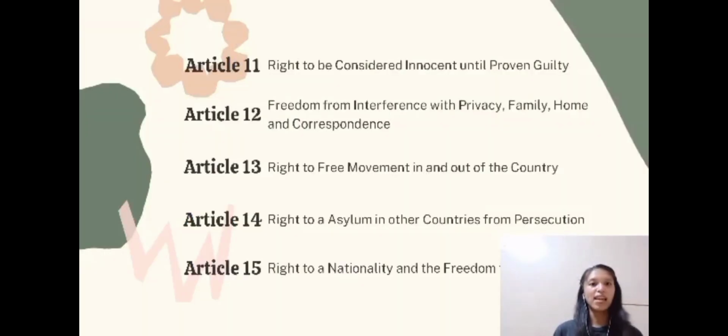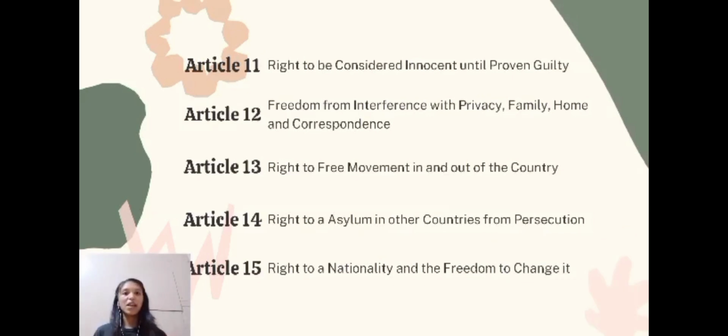Article 10. Right to a fair public hearing. It is sometimes known as the right to trial, which means everyone is entitled in full equality to a fair and public hearing by an independent and impartial tribunal in the determination of his rights and obligations and of any criminal charge against him. Article 11. Right to be considered innocent until proven guilty. This means considering someone accused of a crime to be innocent until he or she is proven to be guilty in a court of law.